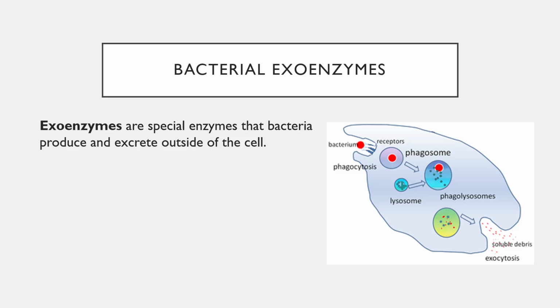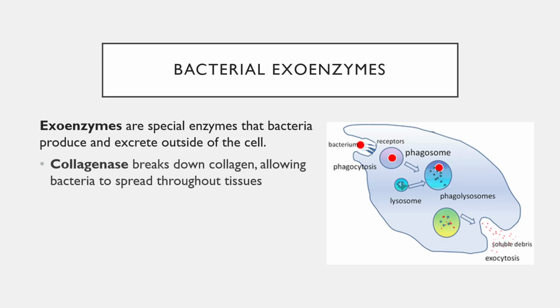Some examples of exoenzymes that are considered virulence factors in disease processes include collagenase. Collagenase is an enzyme named for what it breaks down, which is collagen. Collagen is an important connective tissue, and the ability of a bacterium to secrete enzymes that break down connective tissue increases its ability to spread the infection throughout the body.